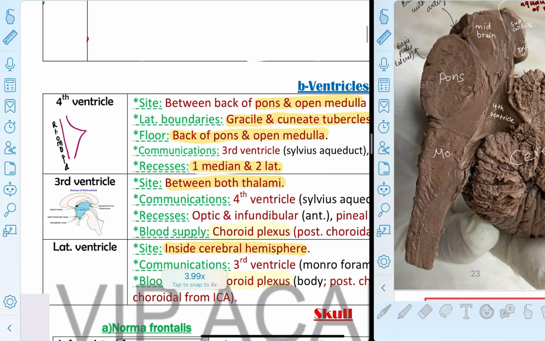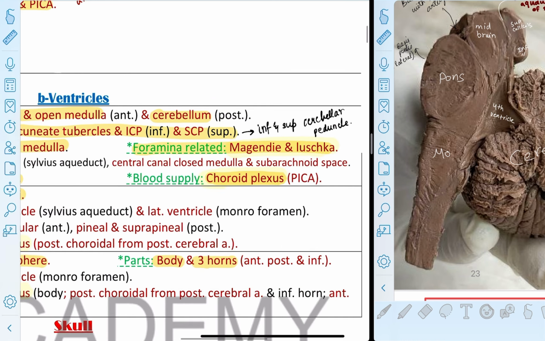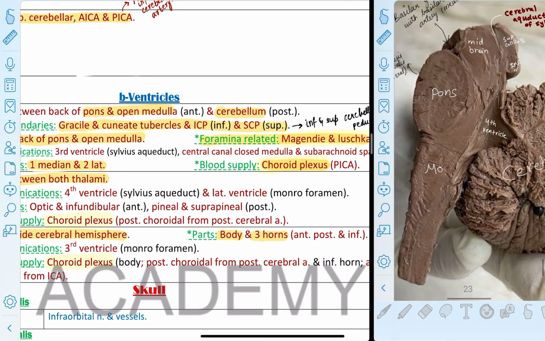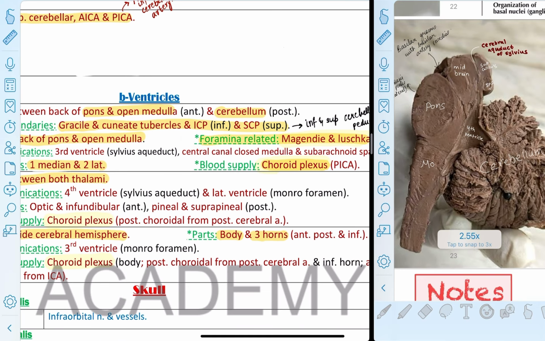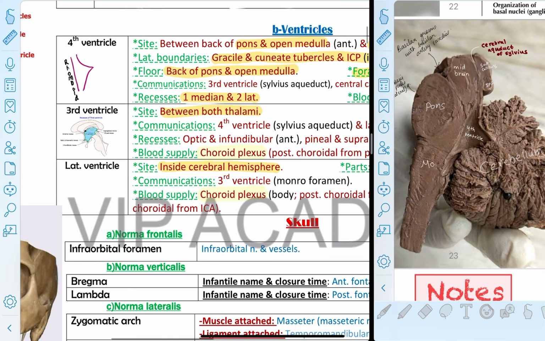So now it's highly important. There are very high chances of the fourth ventricle coming. We know the site, we know the lateral boundaries, which is a little tricky one, so remember the lateral boundaries. Communication is also a little tricky, and the foramina are tricky. Otherwise, other things are very simple, easy to visualize. Okay, this is done. Next, come to the third ventricle.